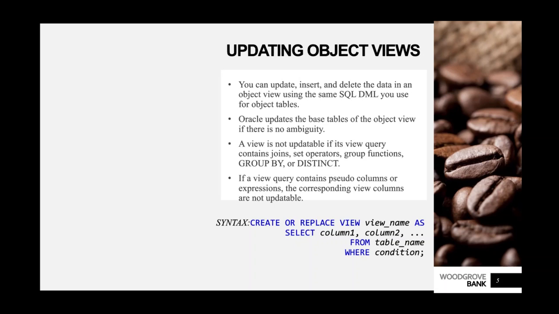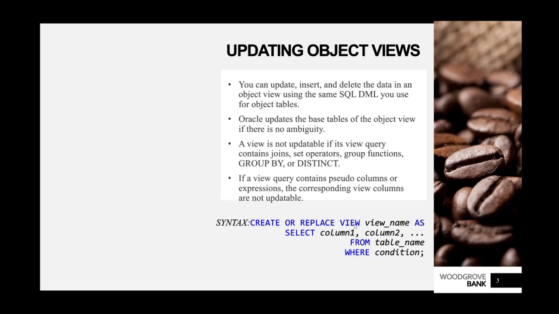A view is not updatable if the view query contains joins, set operators, group functions, group by, or distinct. And if a view query contains pseudo columns, that is, columns that don't really exist, or expressions, the corresponding view columns are not updatable. So, the syntax for the same is to create or replace view.